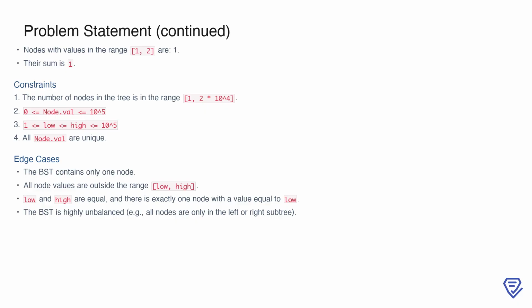Now, looking at the constraints, the number of nodes in the tree can be as large as 20,000, and node values range from 0 to 100,000. Additionally, the range, low and high, will always be valid, with low less than or equal to high. Key edge cases to consider include a tree with only one node, all node values falling outside the range, and highly unbalanced trees where all nodes are either only on the left or only on the right. These scenarios will test the efficiency and correctness of your solution.